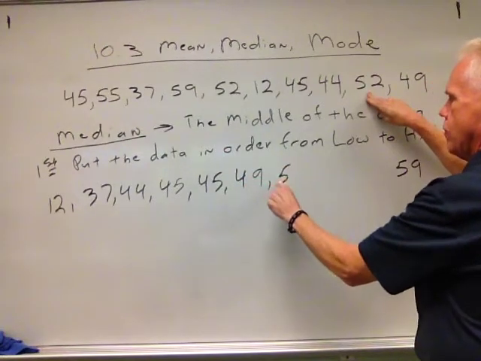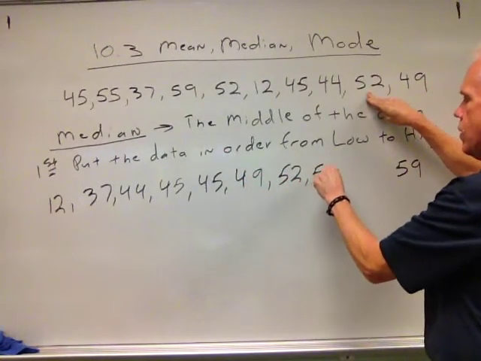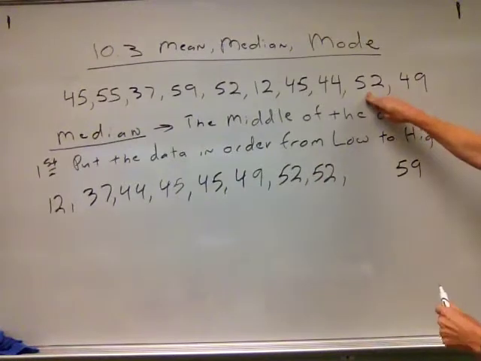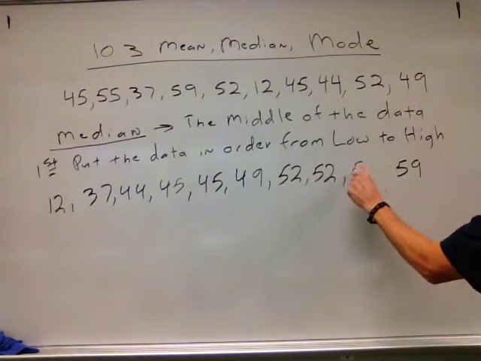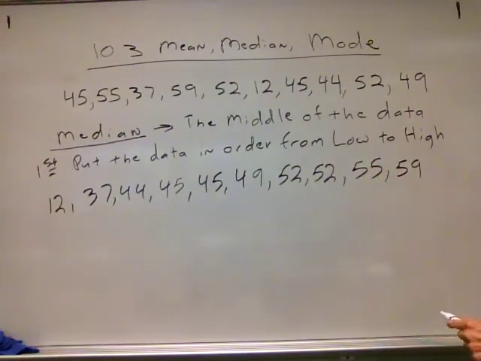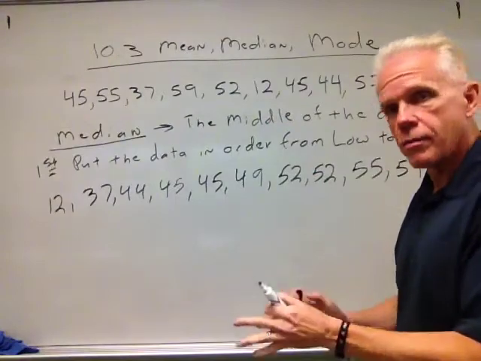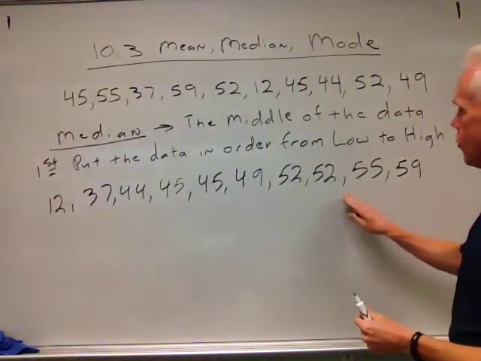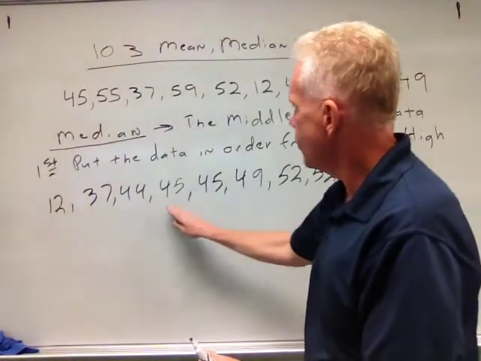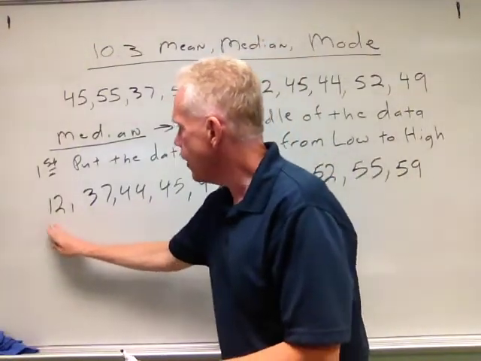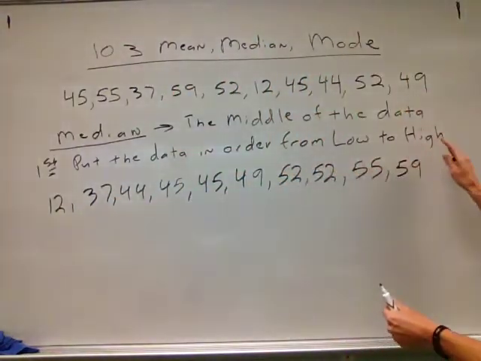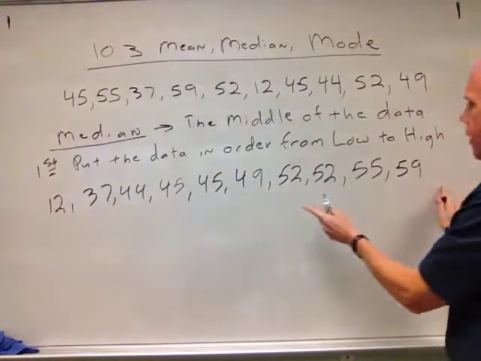49, 52, 52. I see two 52s. Then I see a 55. And then there's our 59. Now we have 10 elements in the data. Let's double check ourselves and make sure we didn't leave anything out. 1, 2, 3, 4, 5, 6, 7, 8, 9, 10. And they are in order from lowest to highest.